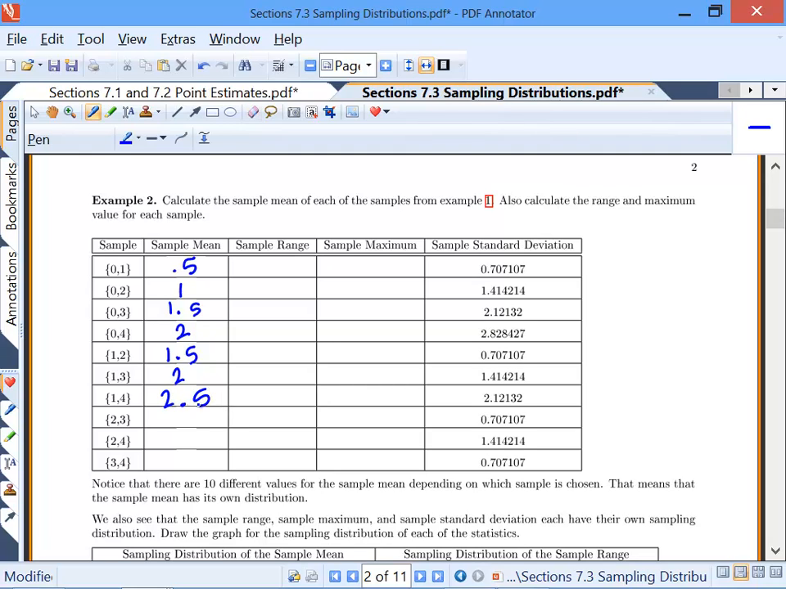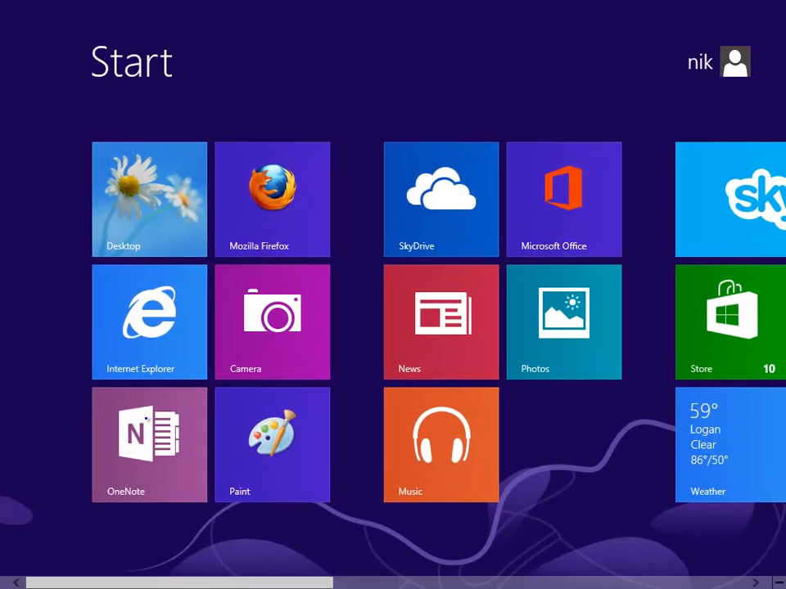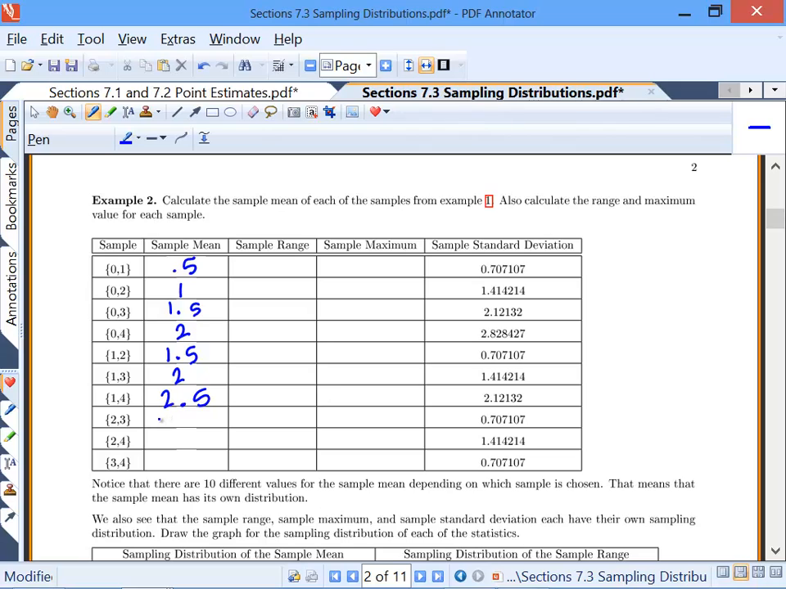Again, as I'm going through these problems, I'm just adding the two numbers and dividing by 2. So 2 plus 3 is 5, divided by 2 is 2.5. That's a 3 and 3.5. Notice, again, for each one of those 10 samples, I get different sample means. So can you see how your estimate of your population mean is going to depend a lot on which sample you chose?